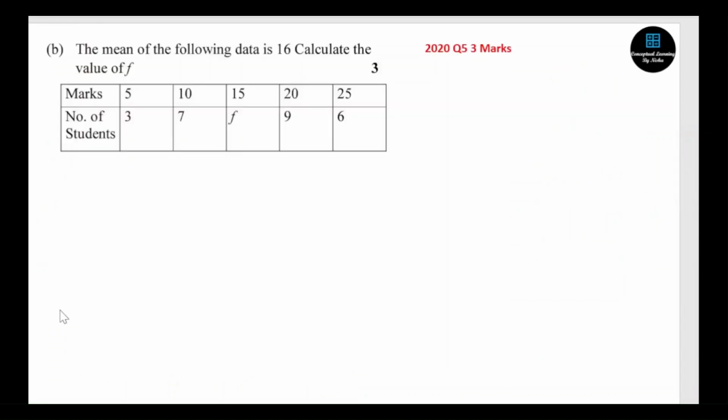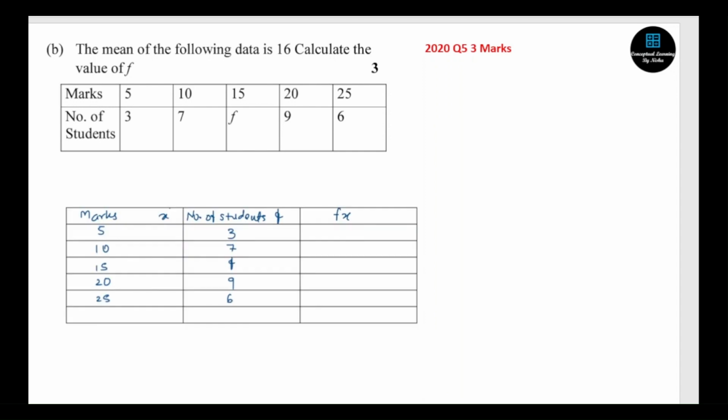Okay, second question, again a 2020 question, which is a 3-marker question where we have to find the missing frequency, where the mean of the data is given. So let's quickly prepare the table for that. Let's quickly write the fx value. So fx is nothing but f into x.